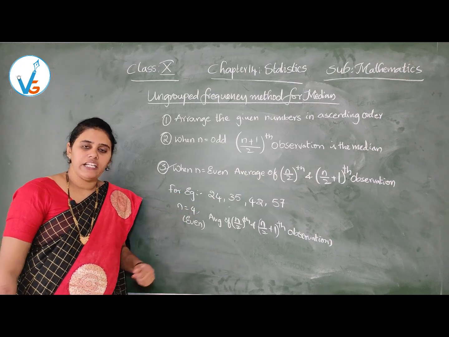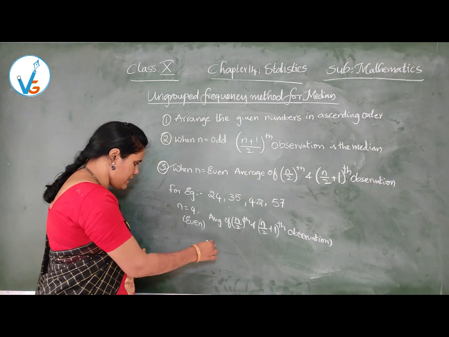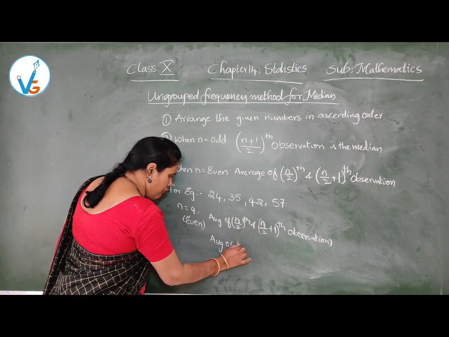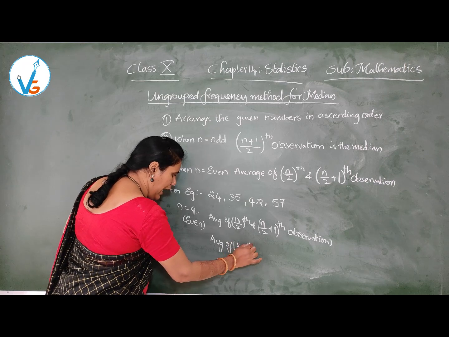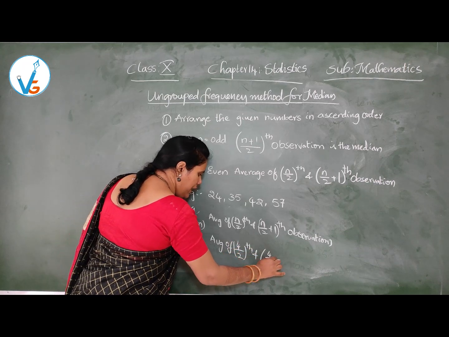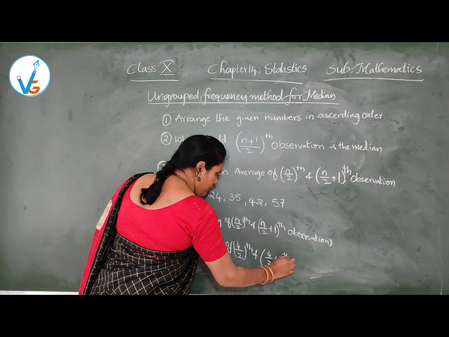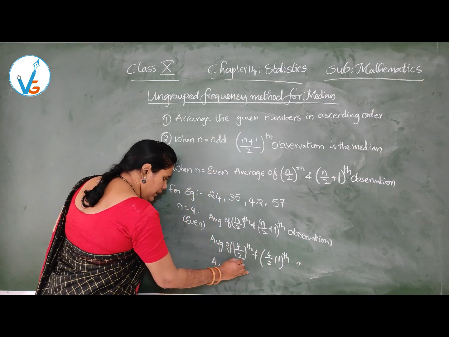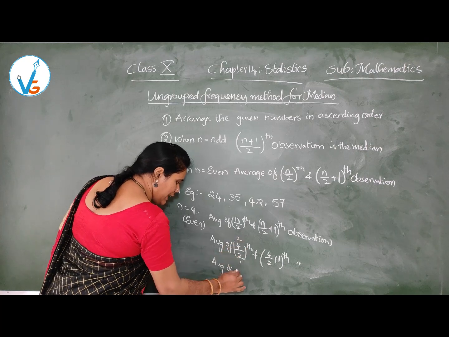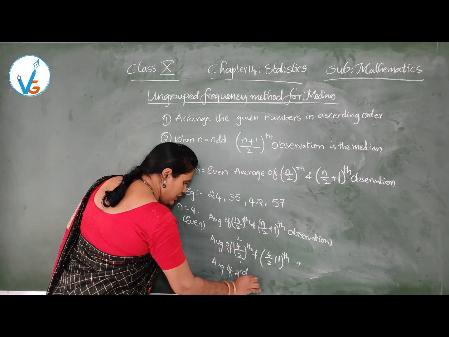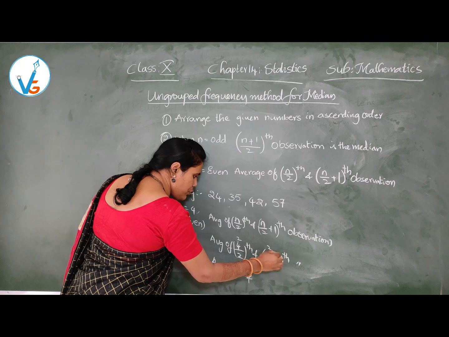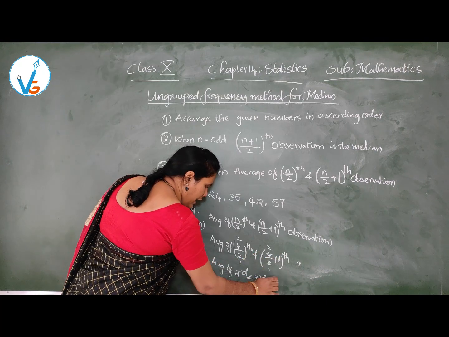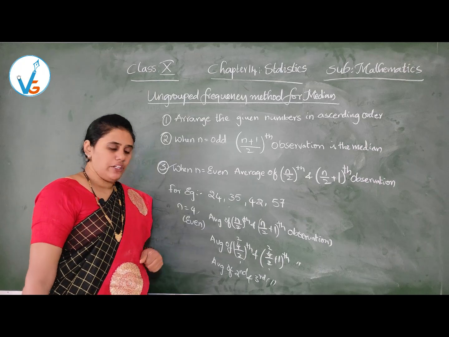Yes, they are already given in ascending order for us. So now you see here, the average of the 4 by 2th and 4 by 2 plus 1th observation. So the average of here you will get 2 ones are 2, 2 twos are second, and here 2 ones are 2, 2 twos are 2 plus 1 will be the third observation. The average of the second and third observation you have to take.